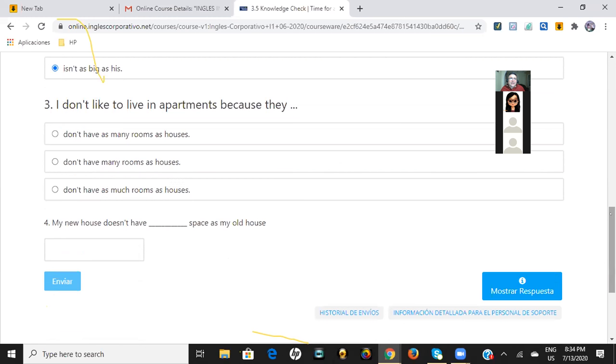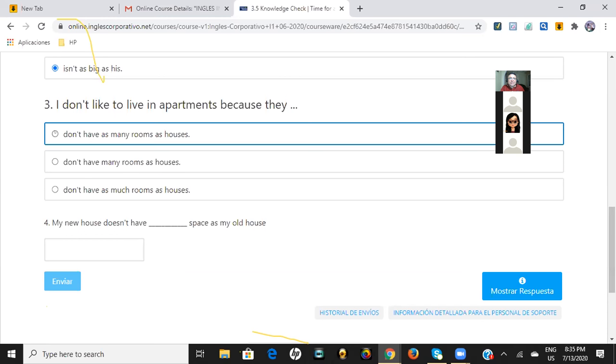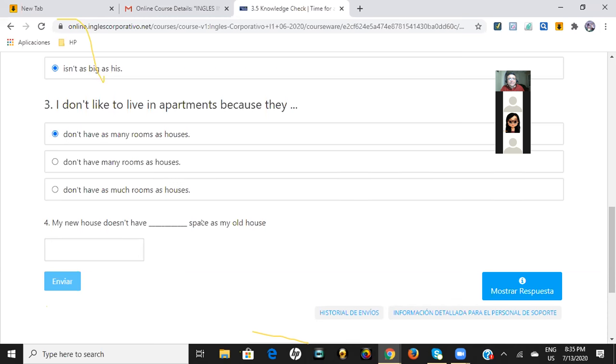Question three. I don't like to live in apartments because they... What would be the best option? The first one. Because they don't have as many rooms as houses. So which one has more rooms, apartments or houses, according to this example? The houses. All right, houses.